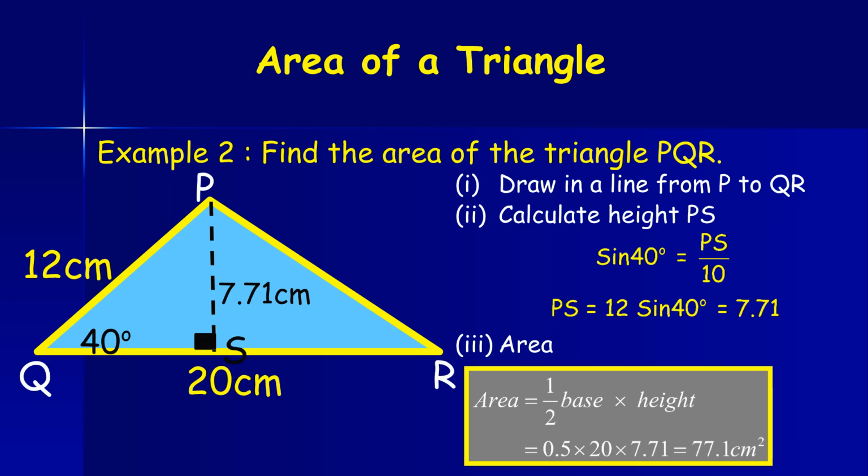For our second example, we find the area of triangle PQR. Draw a line from P to QR and calculate the height PS using sine of 40 degrees, which is PS over 12. This yields a height of 7.71 centimeters. Apply the area formula. Area equals 1/2 times base times height, giving 77.1 centimeters squared.